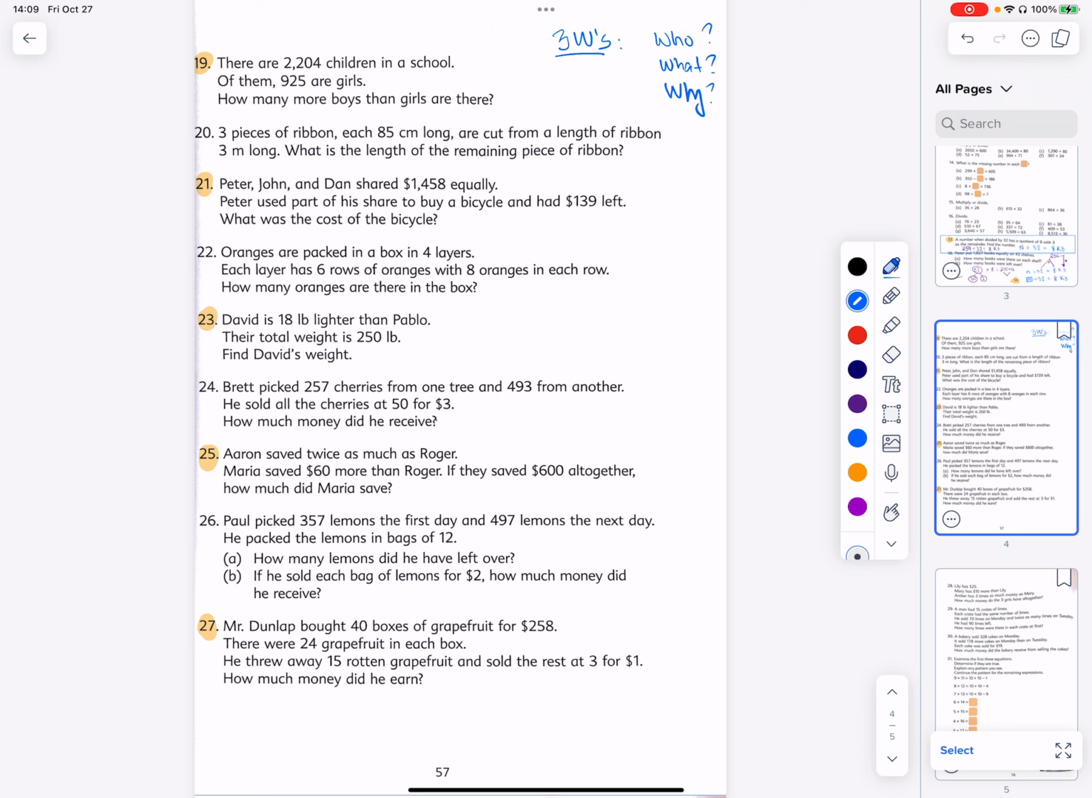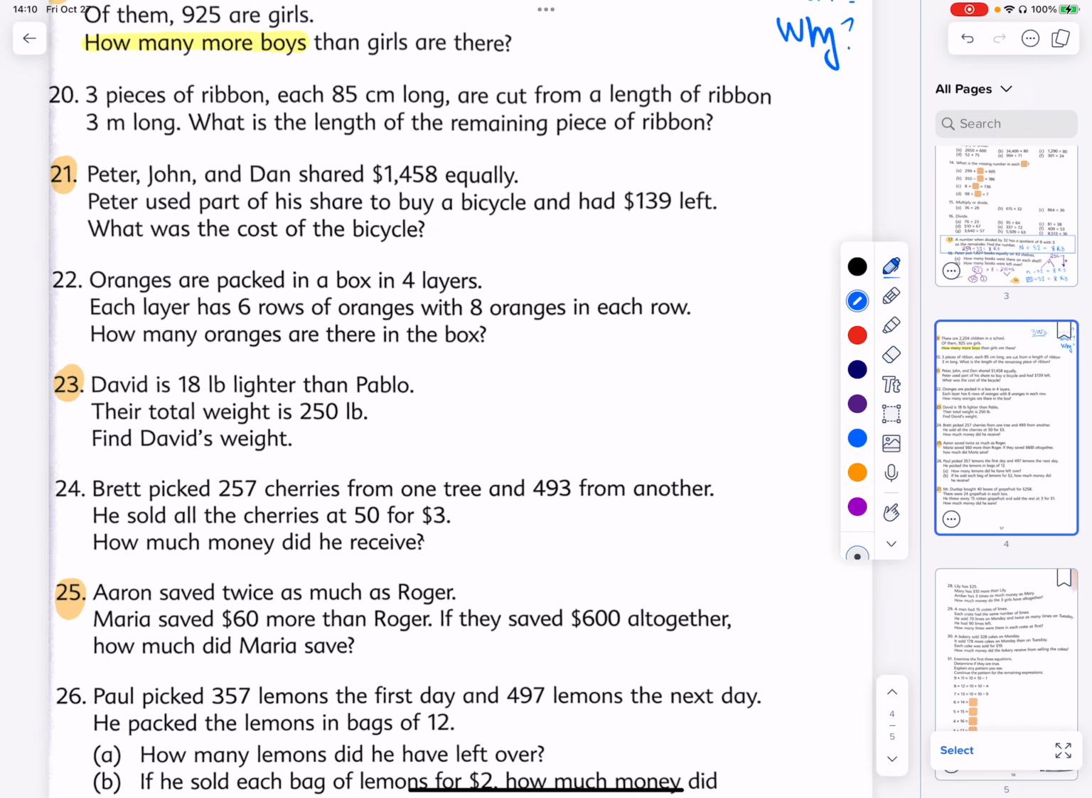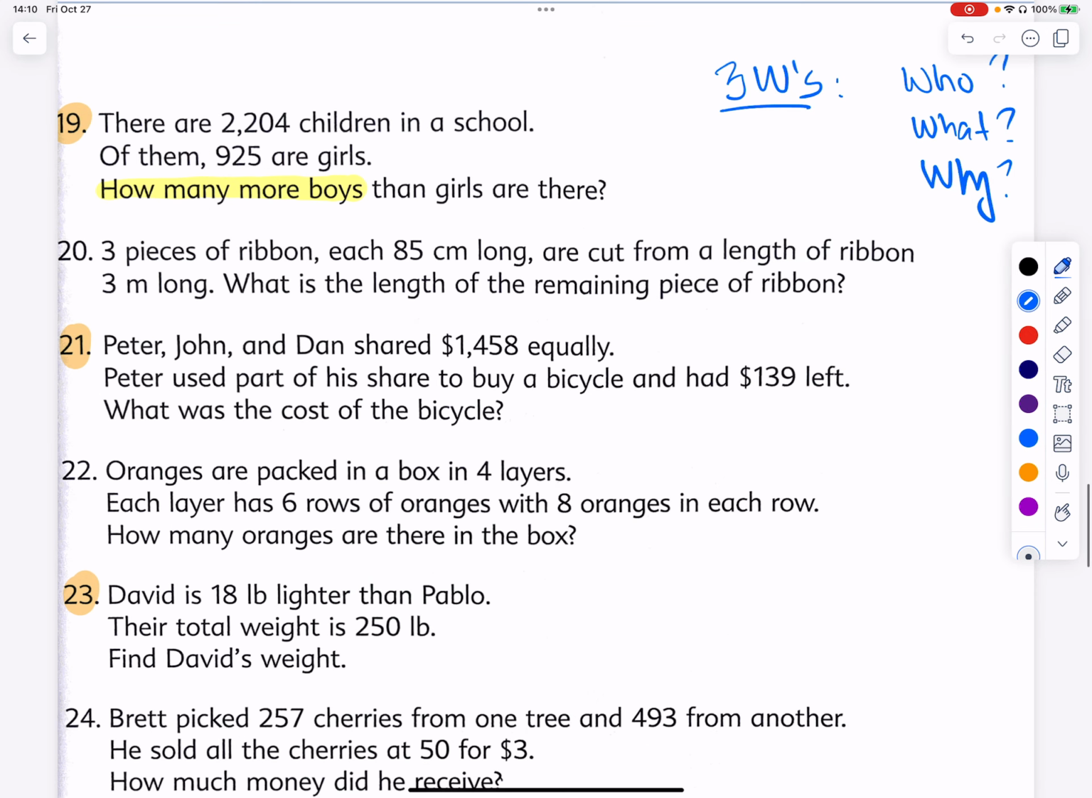Number 19. There are 2,204 children at a school. Of them, 925 are girls. How many more boys than girls? Let's go through the 3 W's. Who is the problem talking about? Well, we know it's talking about children. What is the problem talking about? We know the problem is talking about not really a school, but children that go to school. And what does the problem tell us about these children? They're boys and girls. Imagine that.